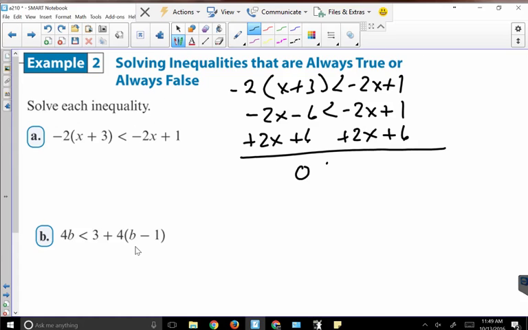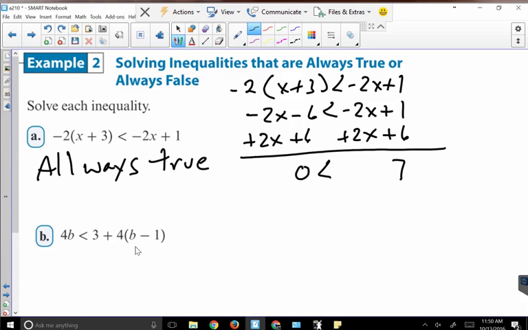0. Less than. Negative 2x, positive 2x. That disappears. Positive 1 plus 6, I get 7. Is that possible? Is 0 less than 7? Yes. So, how in the world do I graph this thing? I don't have any x's left, do I? Well, what happens here is this is always true. It does not matter what number you pick, you plug in there, it'll always be true.